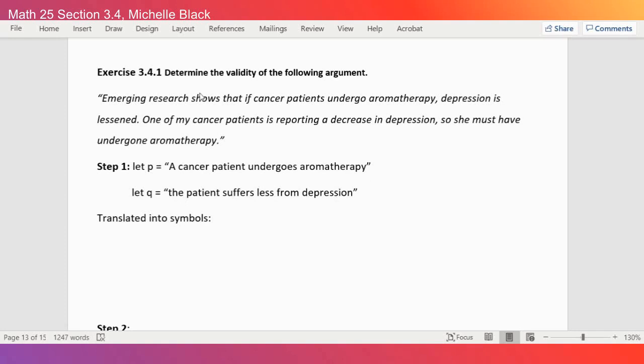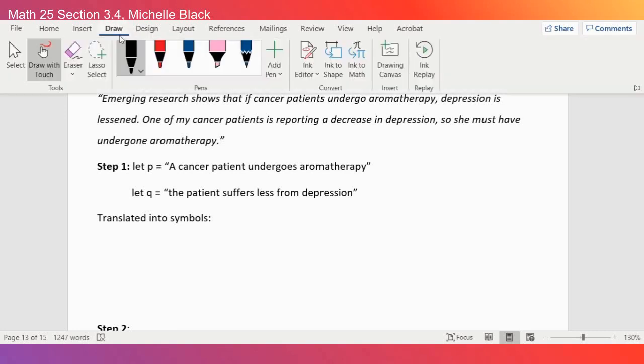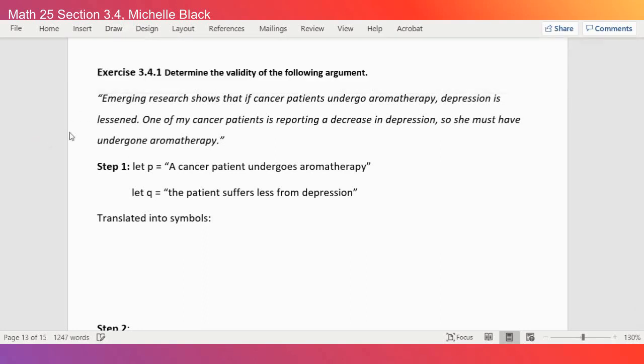What I would like you to do is to try to translate this argument into symbols. And if you want to do the entire 4 steps, that's totally fine. But at least start with trying to translate this right here into symbols. So you need to identify premise 1, premise 2, and your conclusion. So take a second to do that, and then check back in with the video.